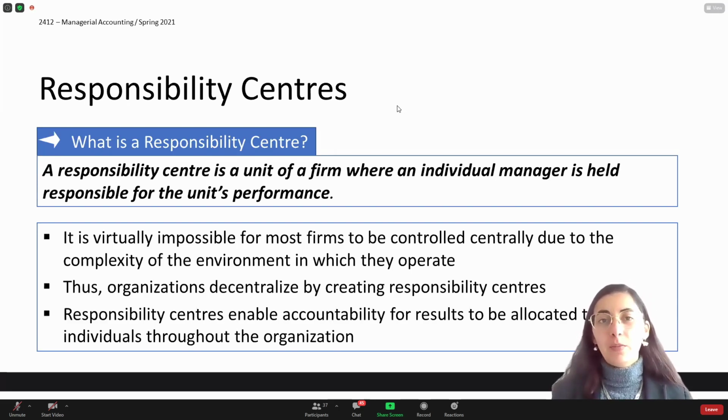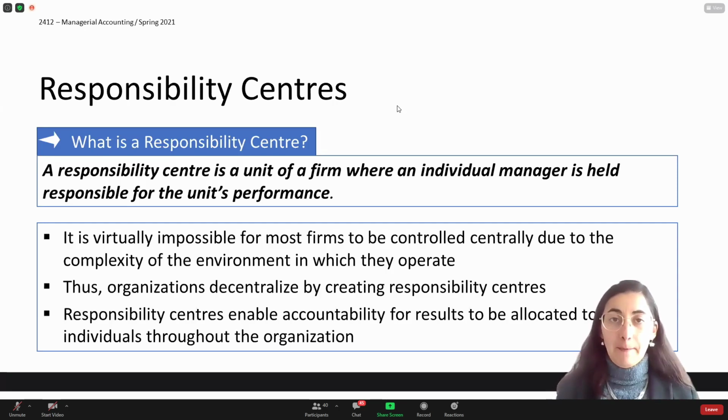Okay? So let's imagine a large organization, for instance, an organization that has stores in different shopping malls. Maybe each store will have its own manager. So each store in each shopping mall will have a store manager, and therefore we can say that each store is a responsibility center. It's a unit of the business for which we have a manager that is responsible for the performance of that unit.